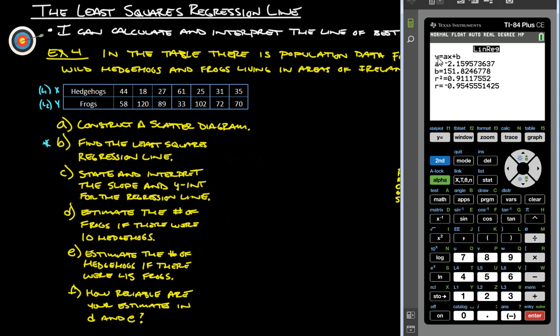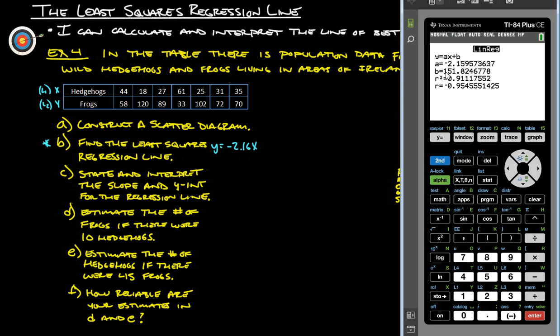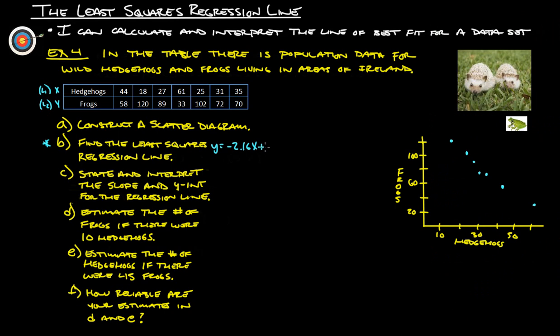So our equation is going to be y equals negative 2.16x plus b, and the b is 151.8. This here is our linear regression, right? And really this y is the number of frogs, and this x is the number of hedgehogs. But this is our least squares regression line. Okay? State and interpret the slope and y-intercept for the regression line.